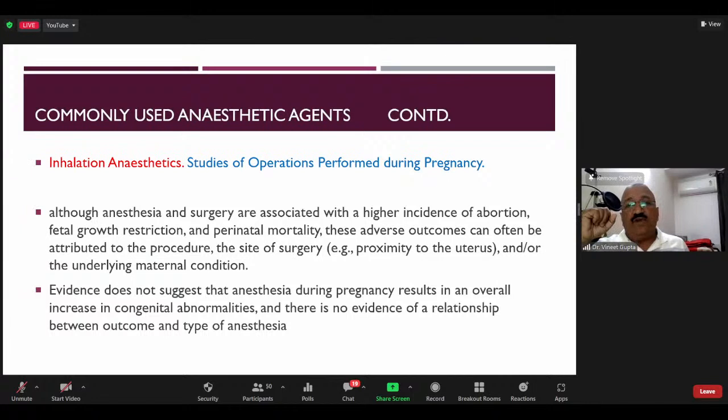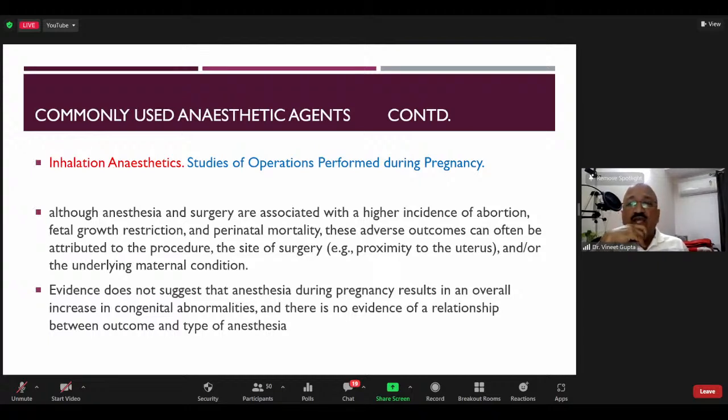Then studies of operation performed during pregnancy. Although anesthesia and surgery are associated with high incidence of abortion, fetal growth restriction, and perinatal mortality, these adverse outcomes can often be attributed to the procedure, the site of the surgery, and/or the underlying maternal condition.